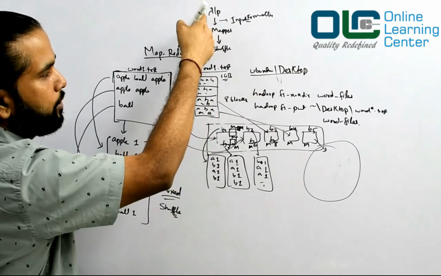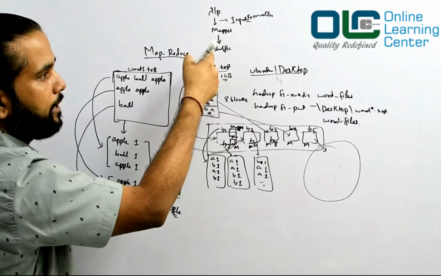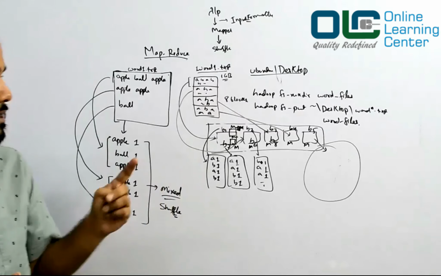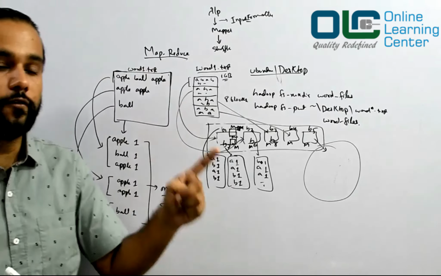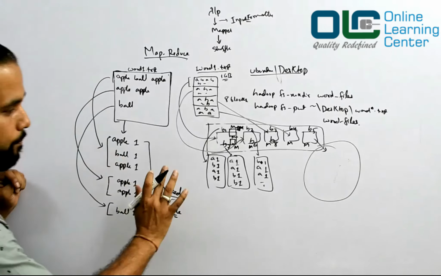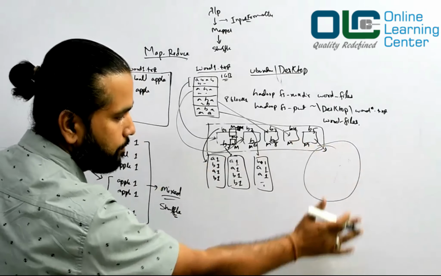Okay, so your input went to your mapper, then to your shuffle phase, where the data was all mixed together, right? So once the data is mixed, after that what should happen? The data should be sorted. Okay, so see, shuffle means what? Bringing them all together in a single machine.